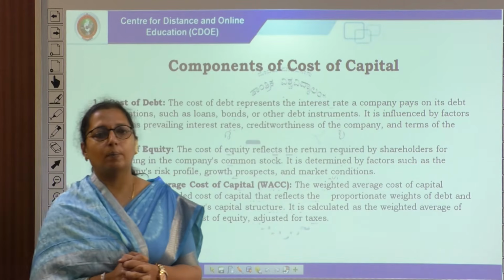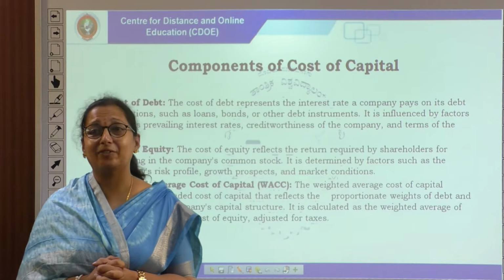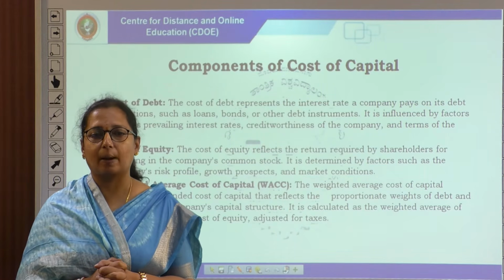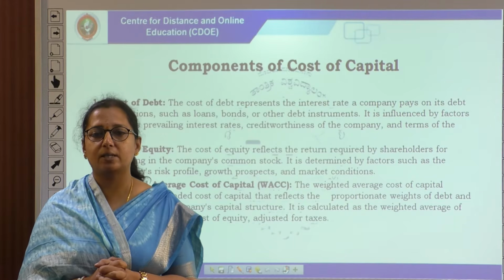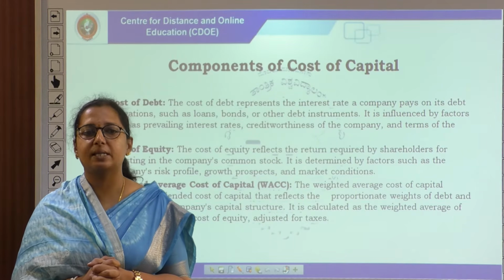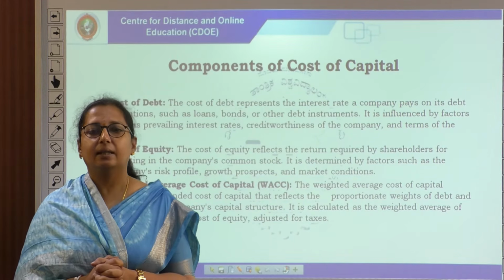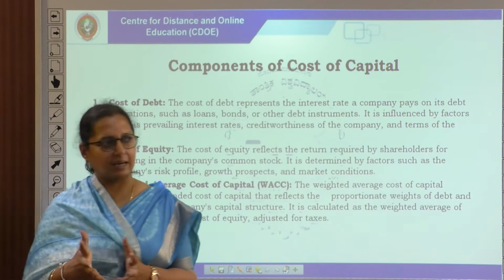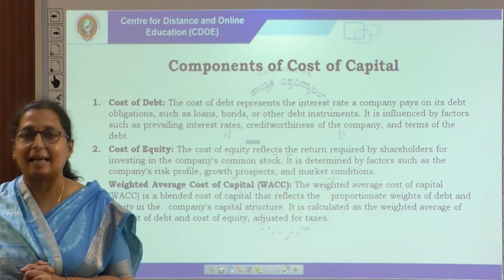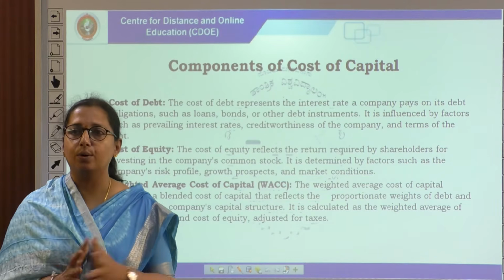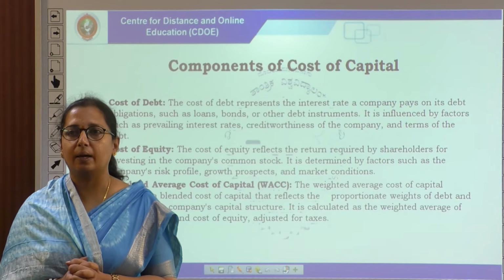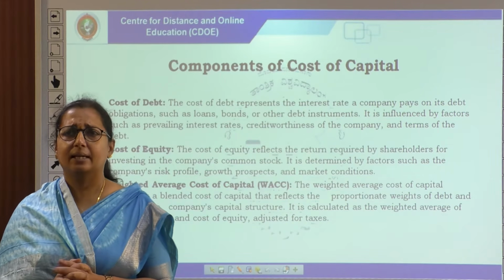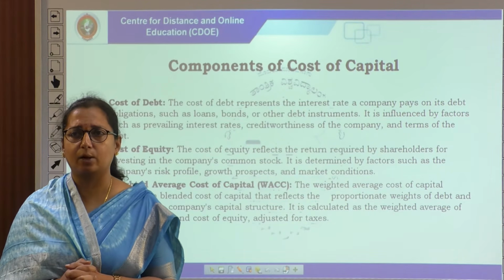When we talk about weighted average cost of capital, average represents mean. The weighted average cost of capital is a blended cost of capital that reflects the proportionate weights of debt and equity in a company's capital structure. It is calculated as the weighted average of cost of debt and cost of equity, adjusted for tax. What is that adjusted for tax? Debt tax will be considered, for equity there is no tax. For the interest we pay, the tax will be incurred. Based on the tax, the debt obligation will be made.